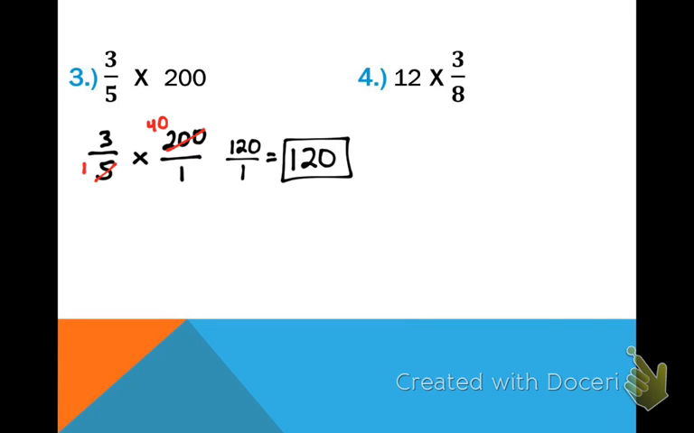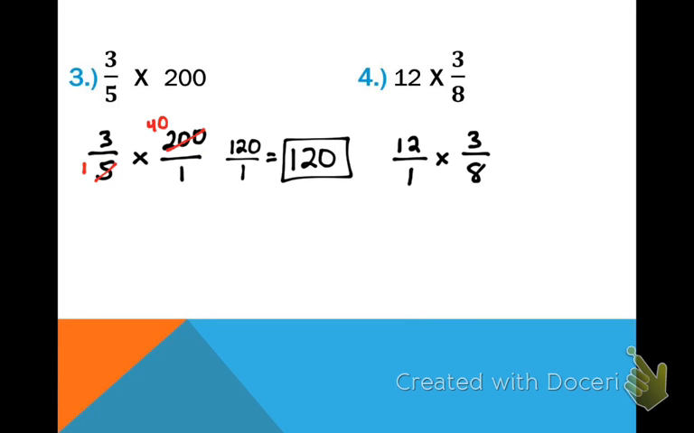12 times 3/8. What's the first thing I've got to do? Turn 12 into a fraction, which is 12 over 1, because 12 divided by 1 is the same thing as the number 12, okay? Alex, is there anything here that I can cross-reduce? Yes. Which ones? 12 and 8. 12 and 8. What number goes into a 12 that also goes into an 8?